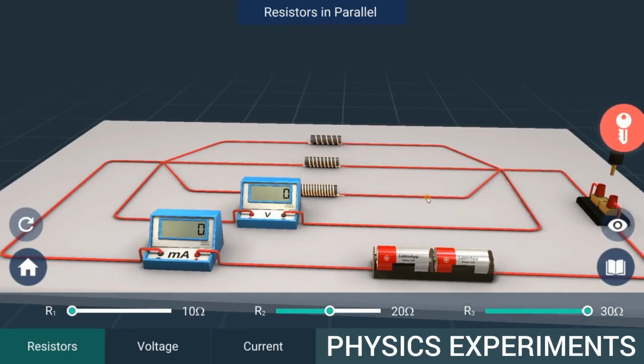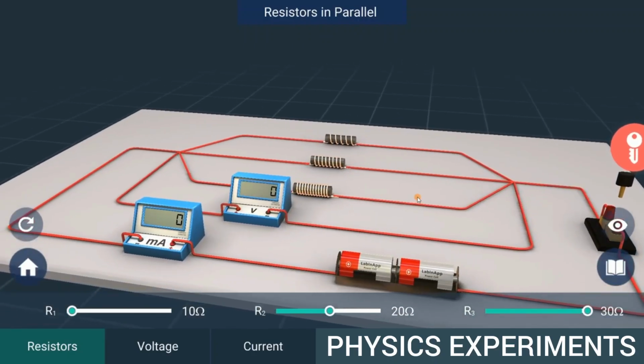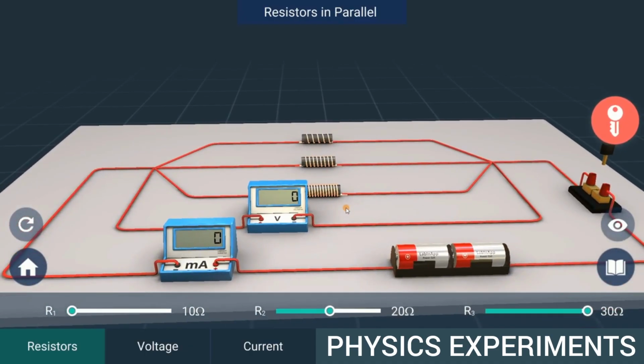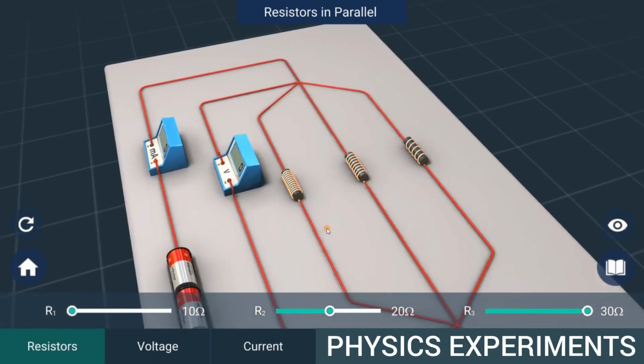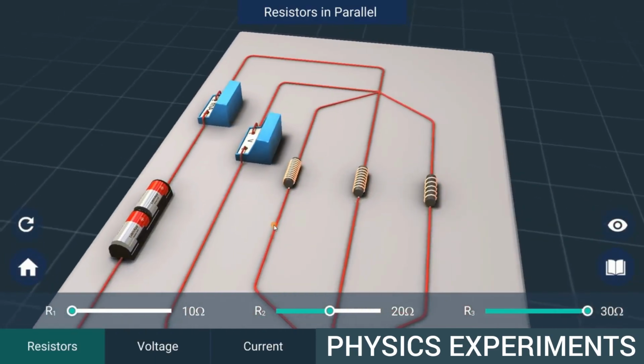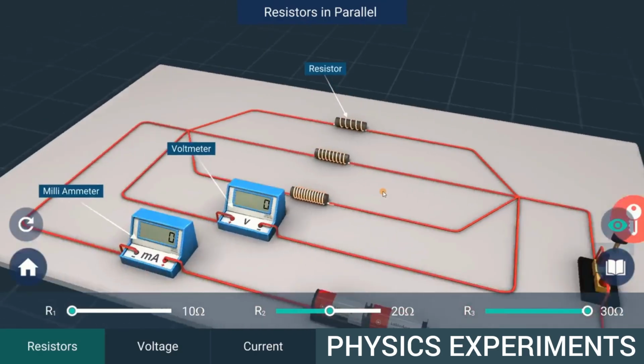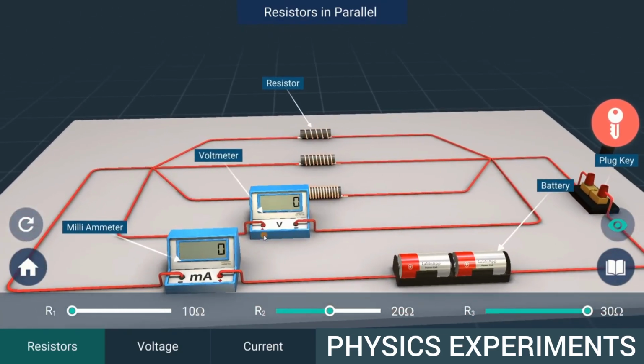When resistors are connected in parallel, what happens to the value of the voltage across each resistor and current through each of them? Let's find out through this activity. We have 3 resistors connected parallelly in the circuit with an ammeter and a voltmeter connected across them.